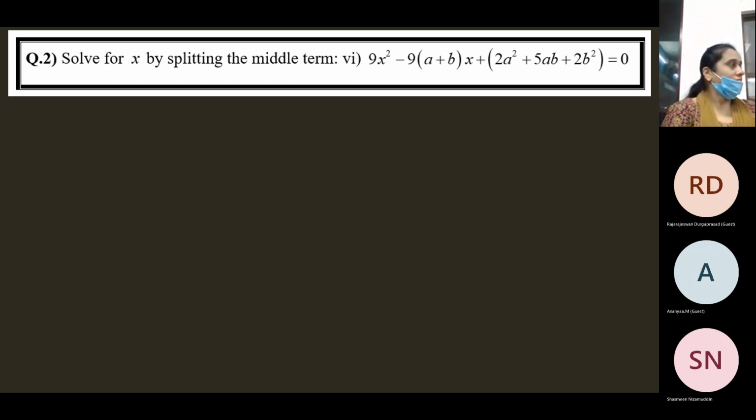Nine a square plus 9b square minus 180b. Minus 180b. That's all. Oh, you're wrong somewhere. It should not be 180. It should be 18. 18ab it should be.